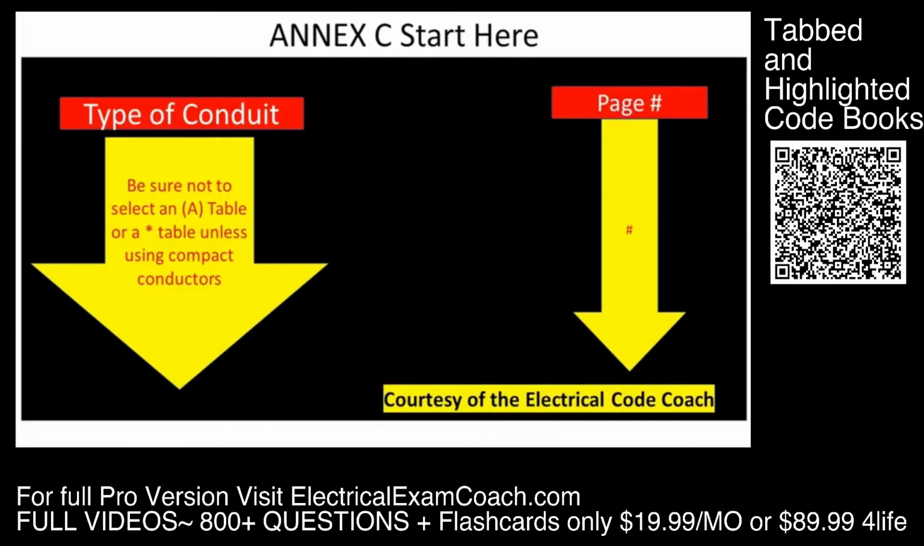Now, when we head over to the left-hand side, we're going to find types of conduit. And the first one that we come to is EMT, electrical metallic tubing. Now let's look at the second one that we come to. It also is EMT. So what is the difference? And that's one of the most important distinctions that we have to watch out for with Annex C. The first version of the table, if you'll notice next to the C1, there is no A symbol. The A symbol signifies compact conductors.